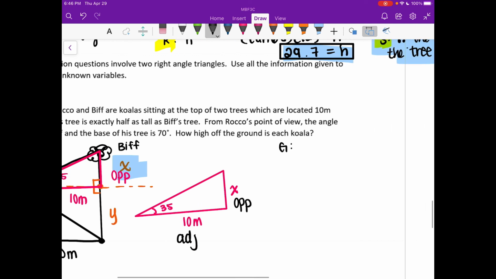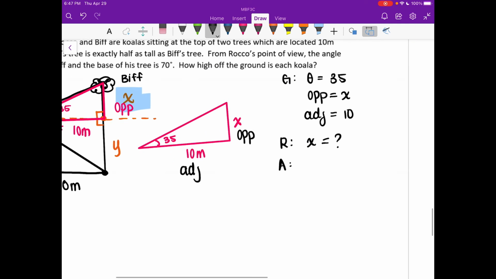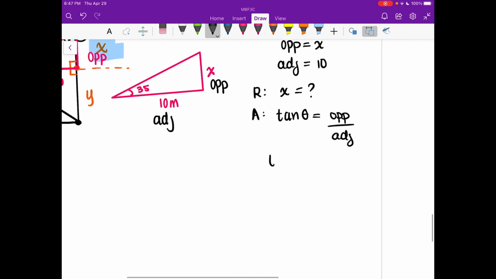So given that theta is equal to 35, I know that my opposite is equal to X, and I know that my adjacent value is equal to 10. I'm looking for what X is. What is X equal to? I know that I can use tan because of SOHCAHTOA. So I'm going to say tan theta is equal to opposite over adjacent. Let's write this in. I know theta is 35, the opposite is X, and the adjacent is 10.